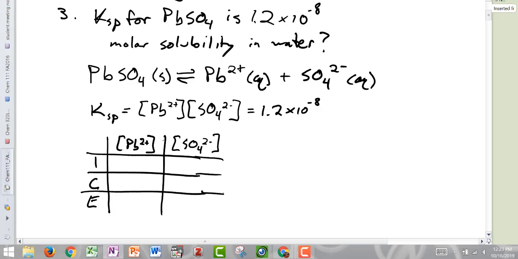How much lead in pure water? Yeah, hopefully none. In our drinking water, it actually is 0. It's below the detection limit, which is good. How much sulfate? Yeah, in the real world, some, but we're going to say 0. Very small. Changes get X. Pluses or minuses? Pluses, good. Can't go below 0. Plus, I'm allowing something to dissolve. 0 plus X is X. 0 plus X is X. Equilibrium row goes in there.